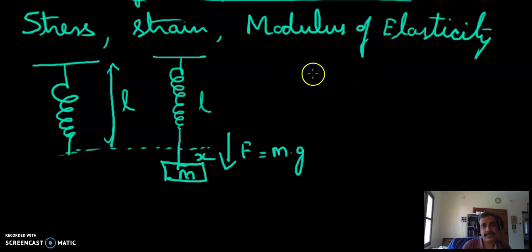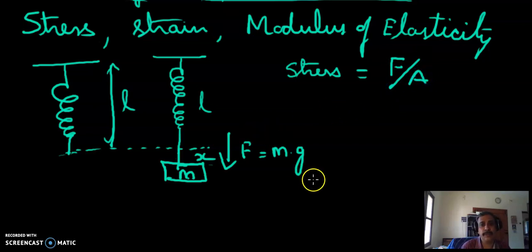Now the stress is the cause, the source that gives this elongation. So stress is nothing but the force applied per unit area on this spring, that is, the force acting on the unit area of this spring.